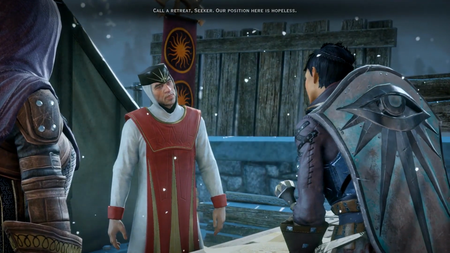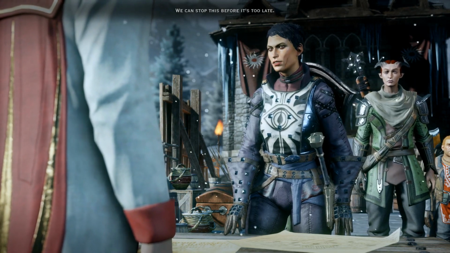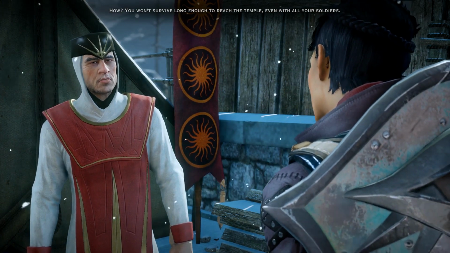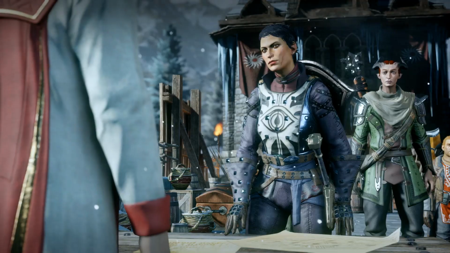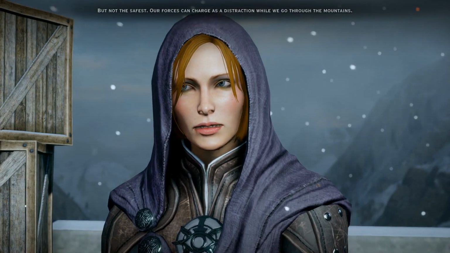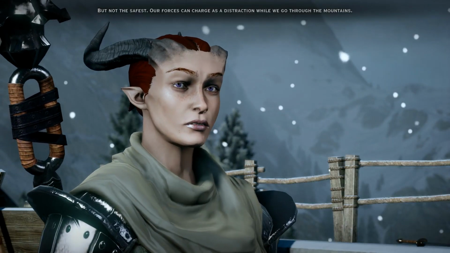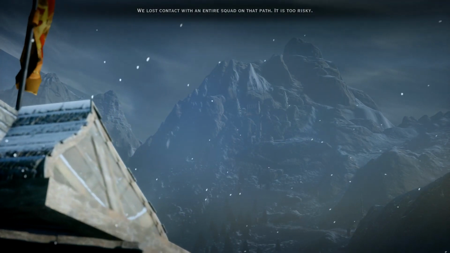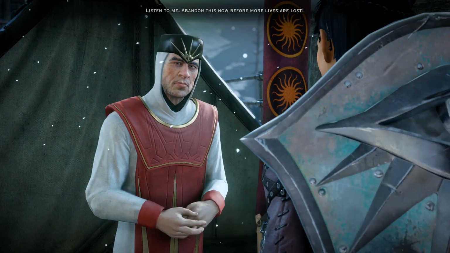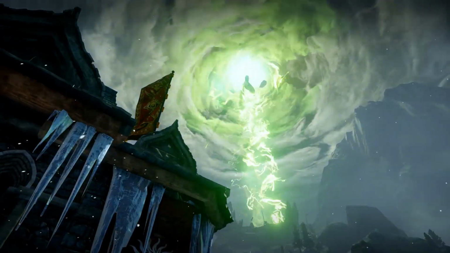Call a retreat, Seeker. Our position here is hopeless. We can stop this before it's too late. How? You won't survive long enough to reach the temple, even with all your soldiers. We must get to the temple. It's the quickest route. But not the safest. Our forces can charge as a distraction while we go through the mountains. We lost contact with an entire squad on that path. It's too risky. Listen to me. Abandon this now, before more lives are lost.